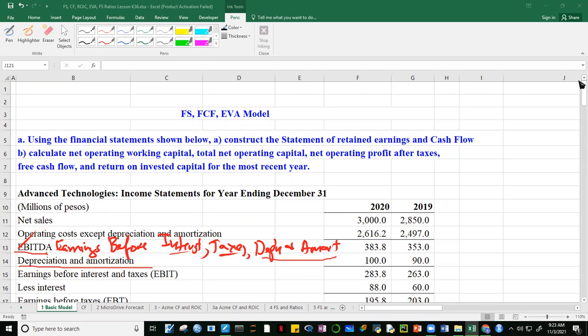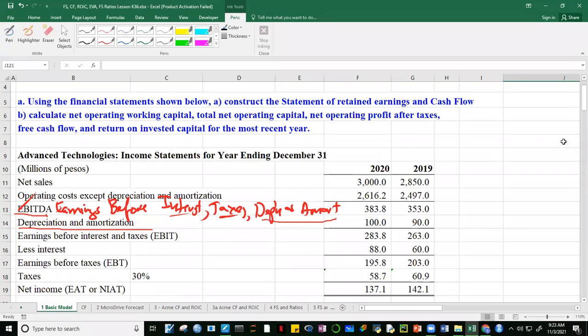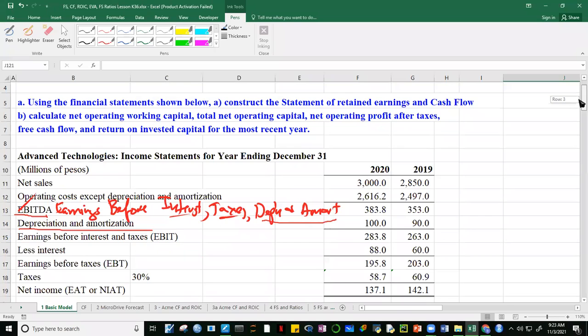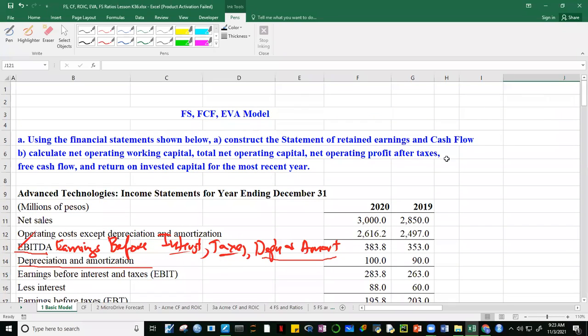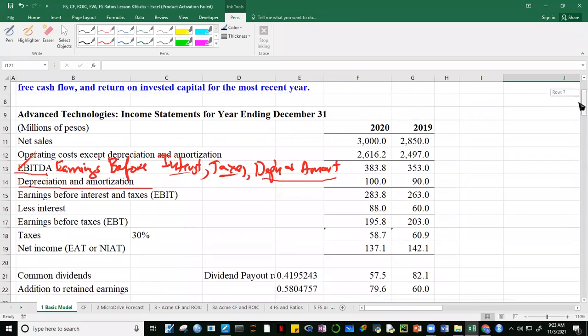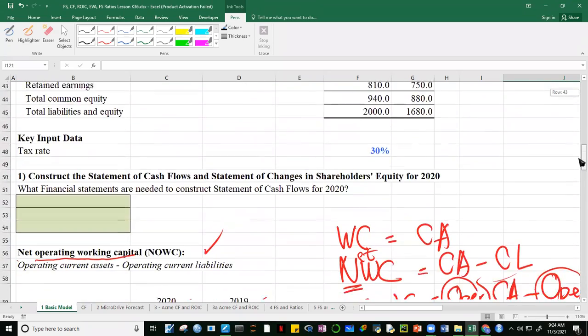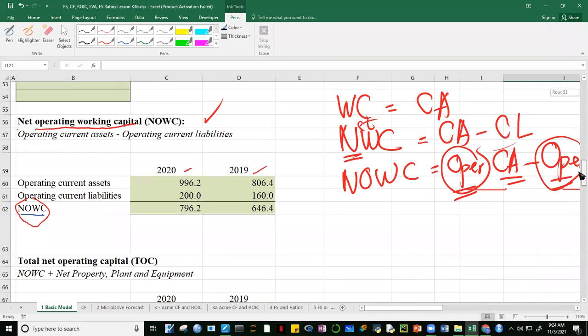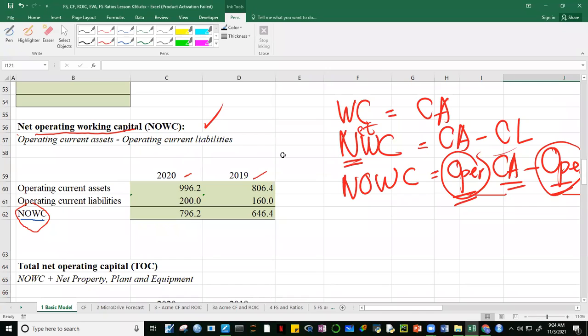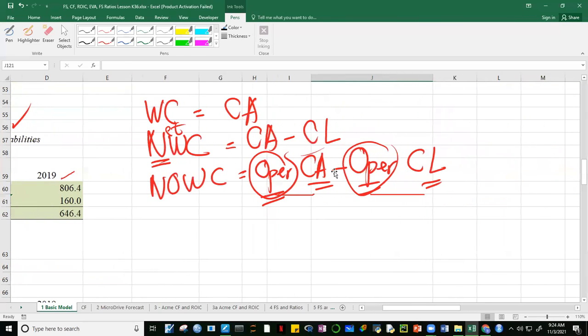Okay, so for today, we're going to continue our discussion on computing some measures using these financial statements of Advanced Technologies. Now, last time, we started computing for these measures. We started computing for NOWC, which is net operating working capital. And we said that net operating working capital follows through from the measures of working capital.